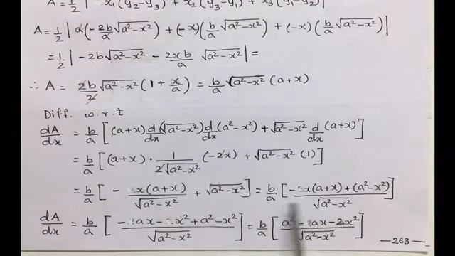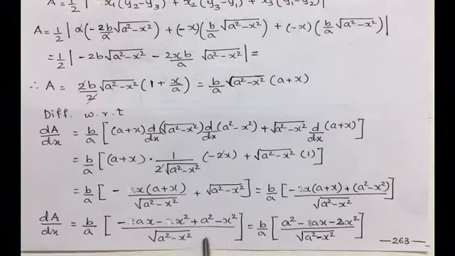Taking the LCM, root and root get removed, so a square minus x square remains. Expanding the bracket, we get minus ax minus x square plus a square minus x square divided by root of a square minus x square. Now minus x square and minus x square will make it minus 2x square.